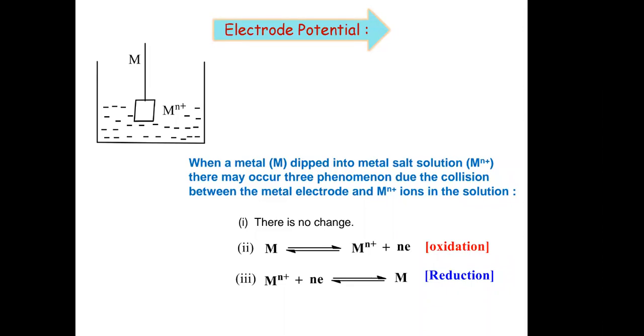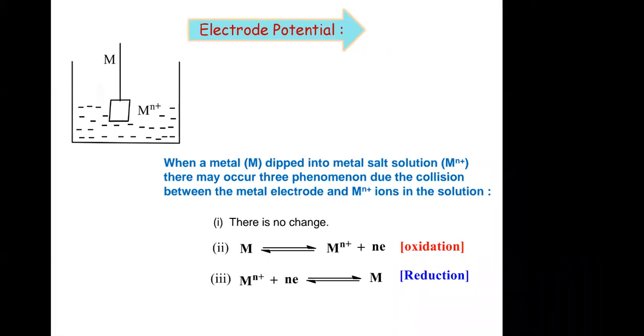The third possibility is a reverse one, where the metal ions, taking electrons, are converting into metal and deposited over the metal strip. So this is reduction. So these three possibilities are there. Now, among these three possibilities, which will occur will depend on the electrode potential value of that metal and metal ions.